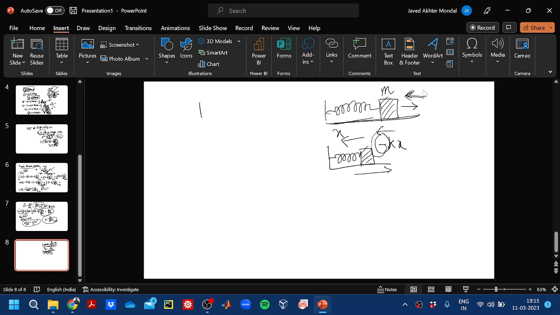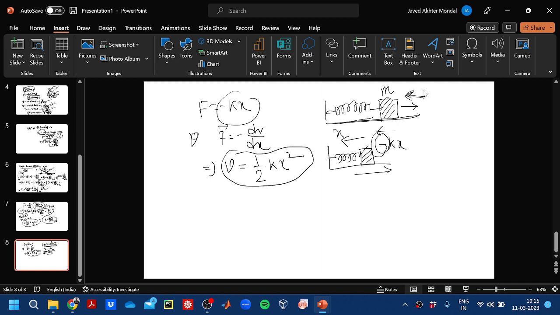So if we have a force of this kind, minus kx, then what will be the potential? We know that F is equal to minus dV/dx. So if we integrate this equation, then we will get the potential as half kx squared. This is the potential of a harmonic oscillatory motion.